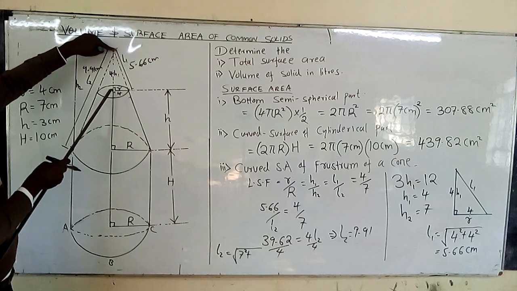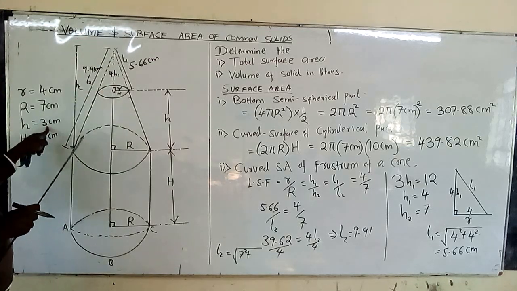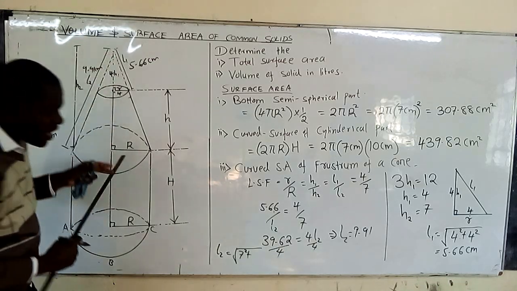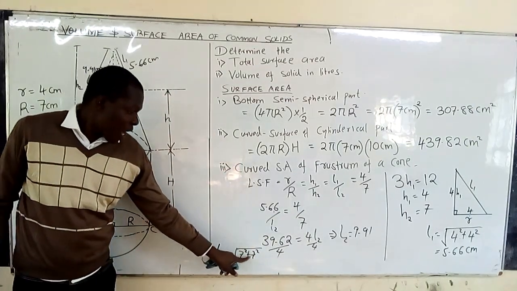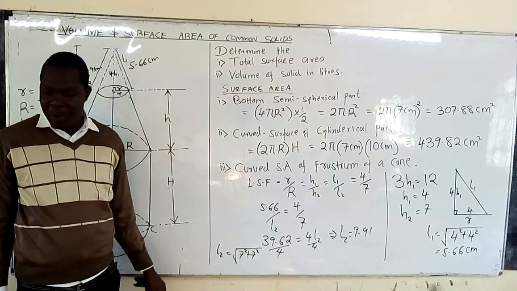Then times the whole of this. Here is 4, and this edge you are told is 3. So 4 plus 3 is 7. So it is the square root of 7 squared plus 7 squared. What do you get to be L2 with the Pythagoras theorem?